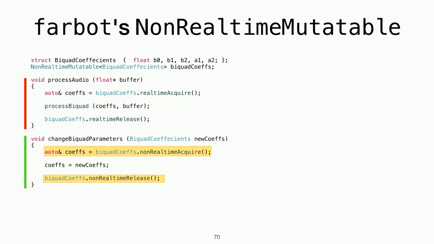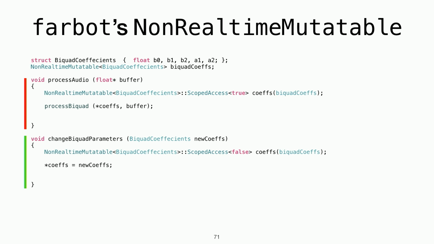On your non-real-time thread, you do a non-real-time acquire, which is going to return you the value to safely use. Then you can assign a new version to it, because this is a non-const reference, and then do a non-real-time release. Of course, we want to be nice and RAII about this, so we also have this scoped access member that has a template argument for whether we're running in the real-time or non-real-time context. So we can use that.